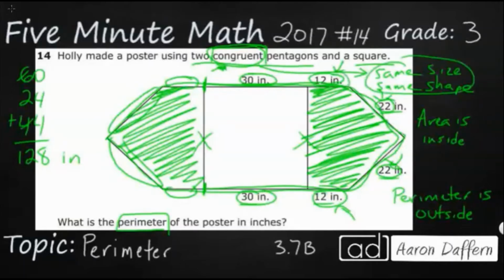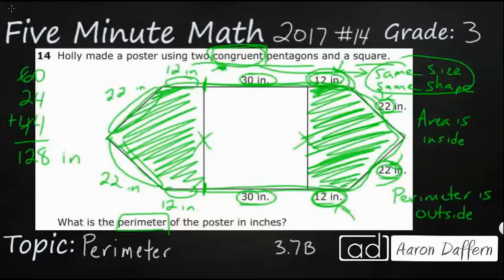So if this short side on top is 12 inches, guess what this is? 12 inches. And if the bottom side is 12 inches, guess what that is? 12 inches. And these two diagonals are going to be 22 inches each. Look at that. Now we have all of our missing measurements. All we need to do is add them up.